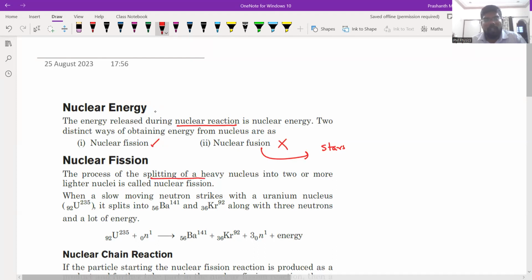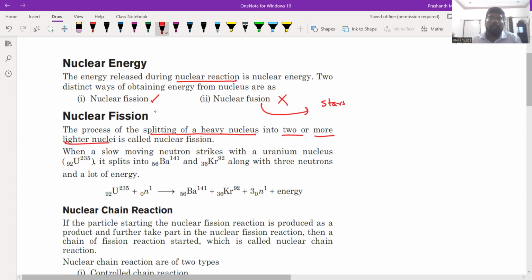So fission is a process of splitting of a heavy nucleus into two or more lighter nuclei. The general example which is taken is uranium. Uranium-235 is a fissile material, that is, it is available as a fuel and readily undergoes fission. In order for the fission to occur, it is not going to start the reaction on its own. It requires a slow moving neutron, which we also call a thermal neutron. If a slow moving neutron strikes a uranium nucleus, then it splits into barium plus krypton, and while balancing, it also releases three neutrons.